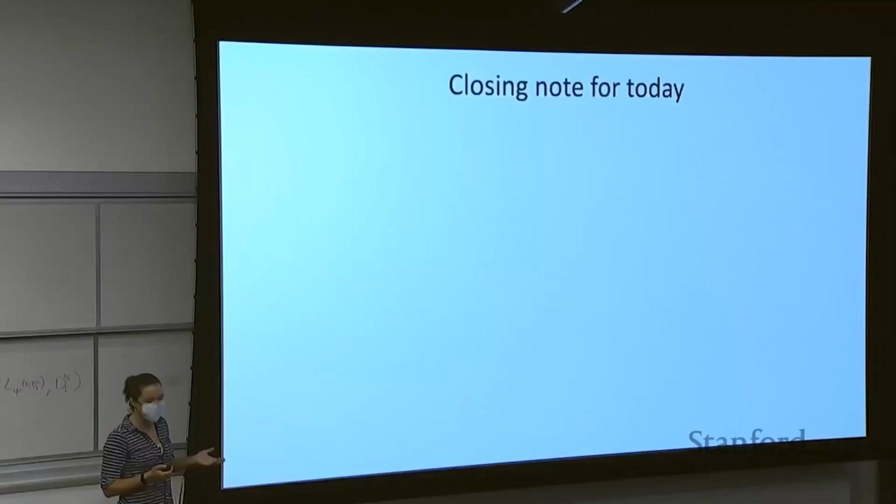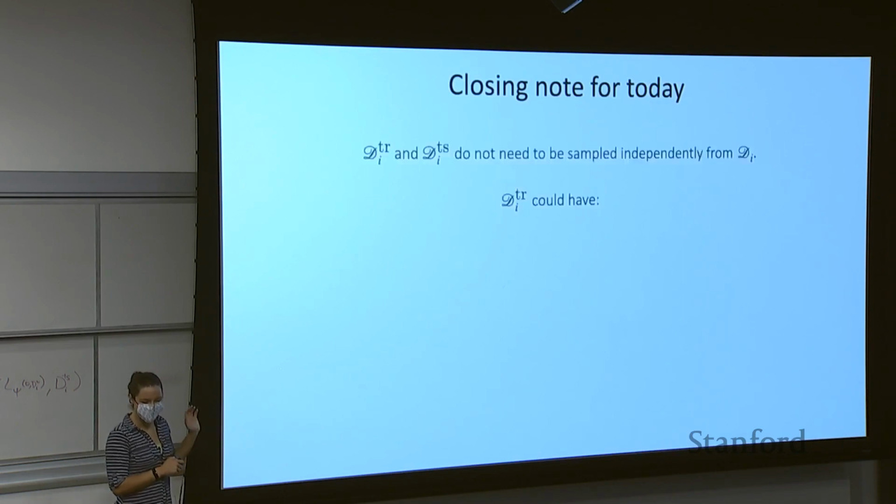Okay, and so one closing note that I'd like to mention that we saw in a lot of these examples is that dtrain and dtest don't actually need to be sampled independently from the data for a task. And this is pretty cool because this means that you can tweak the meta training process in a lot of different ways. You could have dtrain have noisy labels and dtest have clean labels and essentially learn how to learn from noisy labels. Essentially get an optimizer that can learn well from the noisy labels.